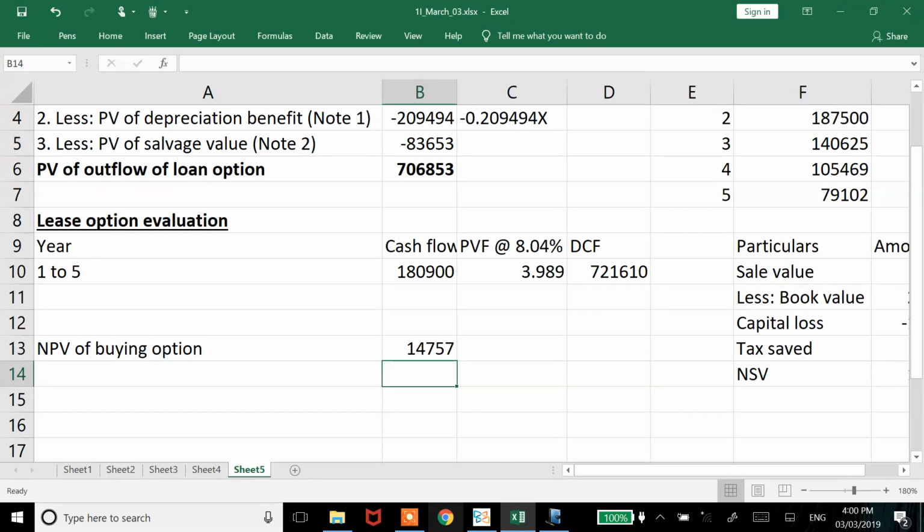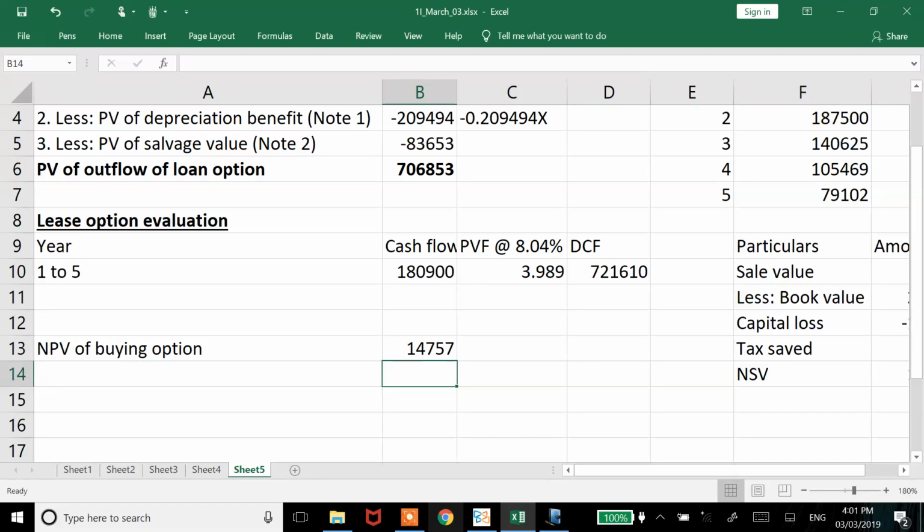Next point. For an interest rate of 12%, loan option has an NPV of 14,757, in bracket 721,610 minus 706,853. Any doubts on this?